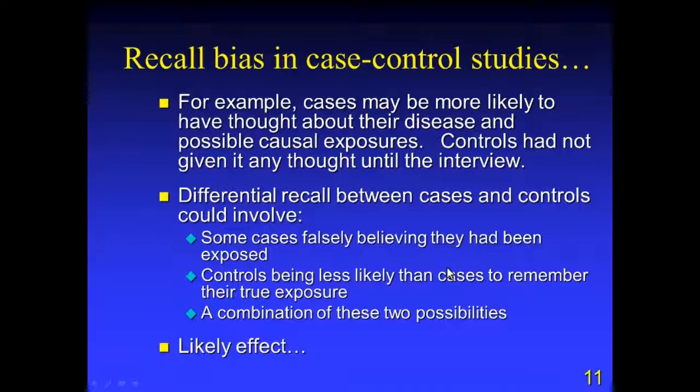So the thing is that cases may have thought more about their disease and possible causal exposures. I want to differentiate this from selection bias, where this may influence them more to go into the study than the controls. In this situation, it may just be more likely to influence their answers. So, in other words, cases may have given a lot more thought to their disease, and they may be ready to respond in a particular way when they get interviewed. On the other hand, controls hadn't given it much thought until the interview actually took place.